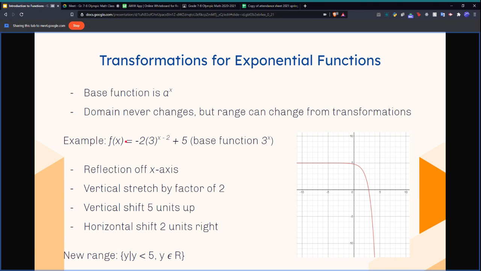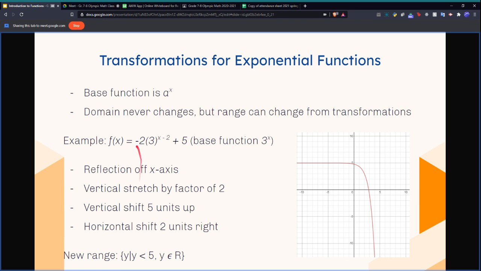So let's look at an example of this. We have f of x is equal to -2 times 3 to exponent of x minus 2, and then plus 5 at the end. So your base function will just be 3 to exponent x. Your base a would be equal to 3. If you want to look at the transformations, first you look at the reflections. You have a negative in front of the 3 to exponent x, so you have a reflection in the x-axis. So you're flipping it from here to here.